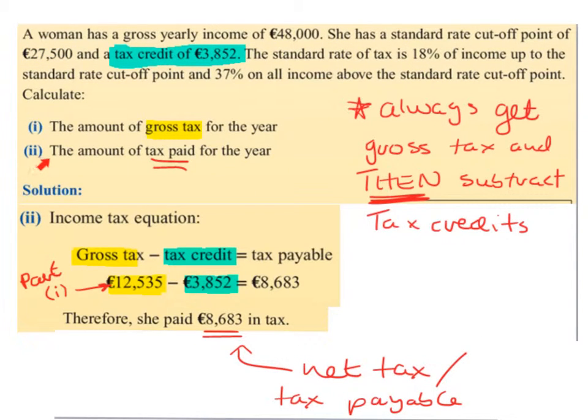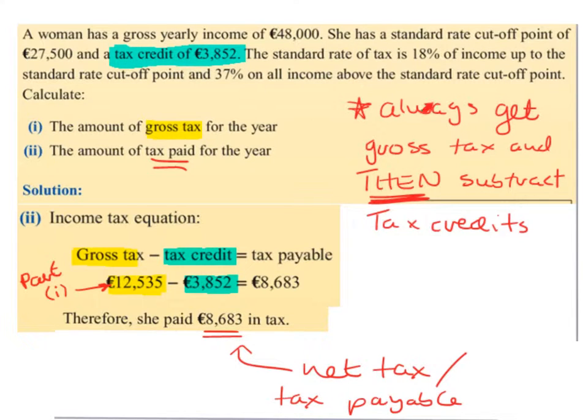Part 2. Work out the amount of tax paid for the year. So, the income tax equation states that gross tax minus tax credit equals the tax payable, or the tax that's actually paid. So the gross tax from part 1 was 12,535. We subtract the tax credit, 3,852. We got that from the question. We're left with €8,683. Therefore, she paid €8,683 in tax. This is known as the net tax or the tax payable.